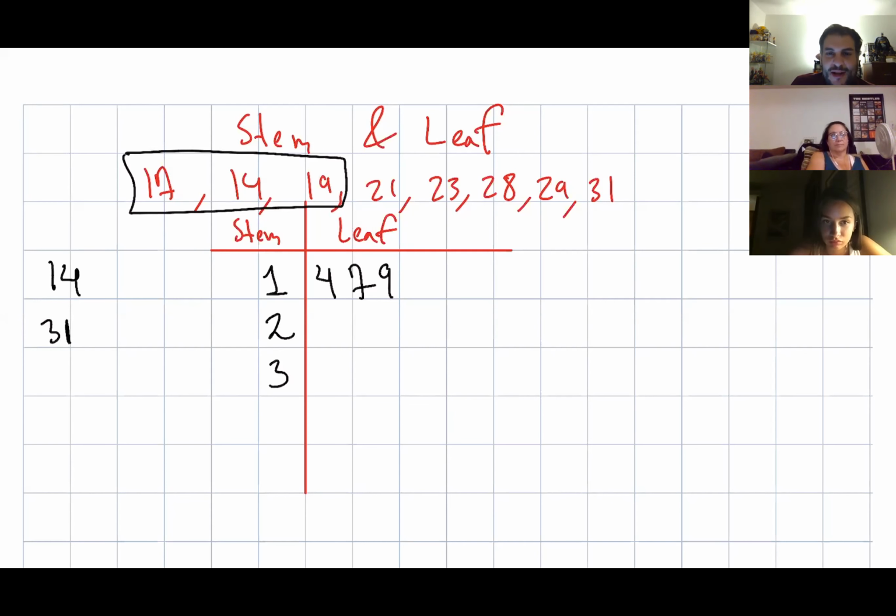All right. Then you want to look at your 20s. So for 20, you have 21, 23, 28, 29. And that's it for 20. And then 30 will be 31. All right. And that's your stem and leaf plot. Any question in regards to the stem and leaf plot?